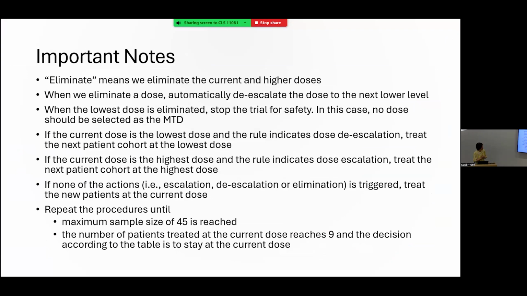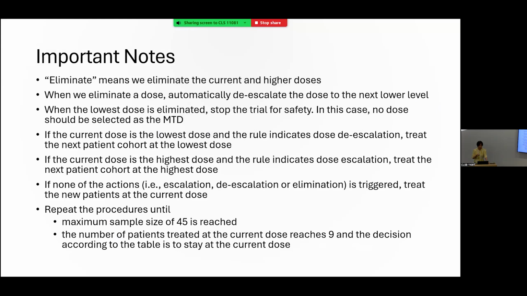Before we go to an example, there are some important notes here. When we eliminate a dose, we not only eliminate the current dose, but anything higher will be eliminated. And when we eliminate a dose, we automatically de-escalate the dose to the next lower level. But when the lowest dose is eliminated, stop the trial for safety. In this case, no dose should be selected as the MTD.